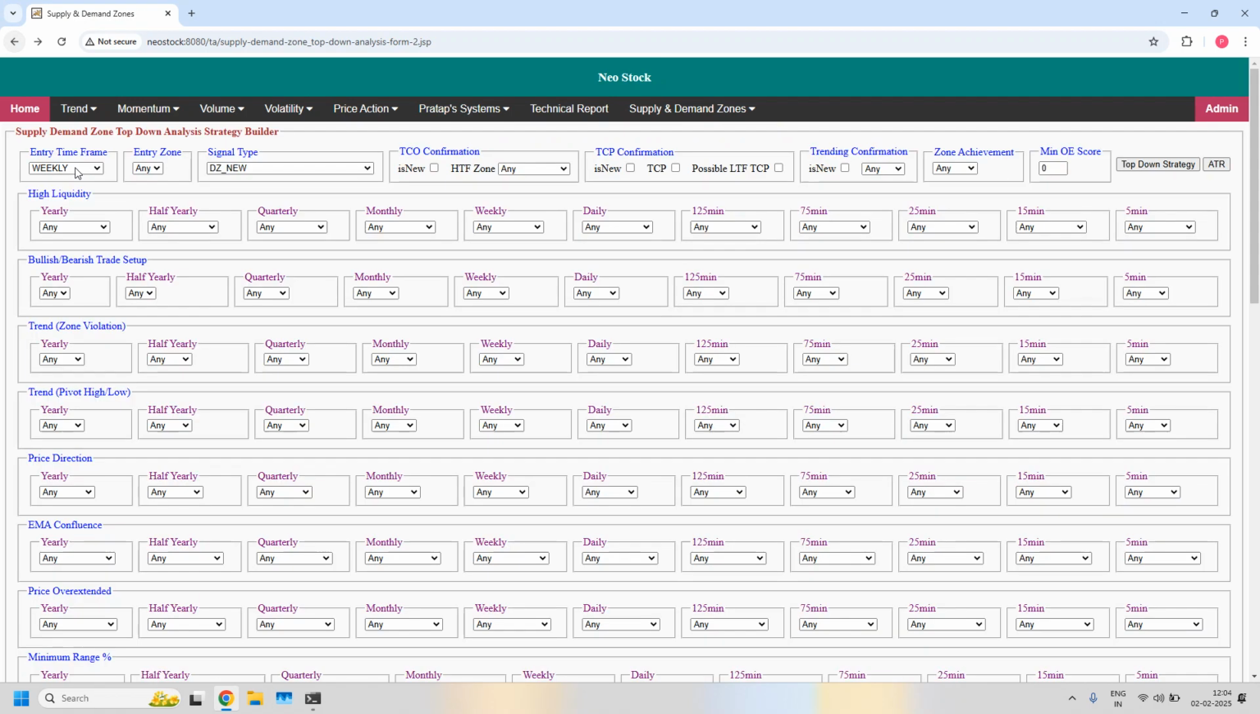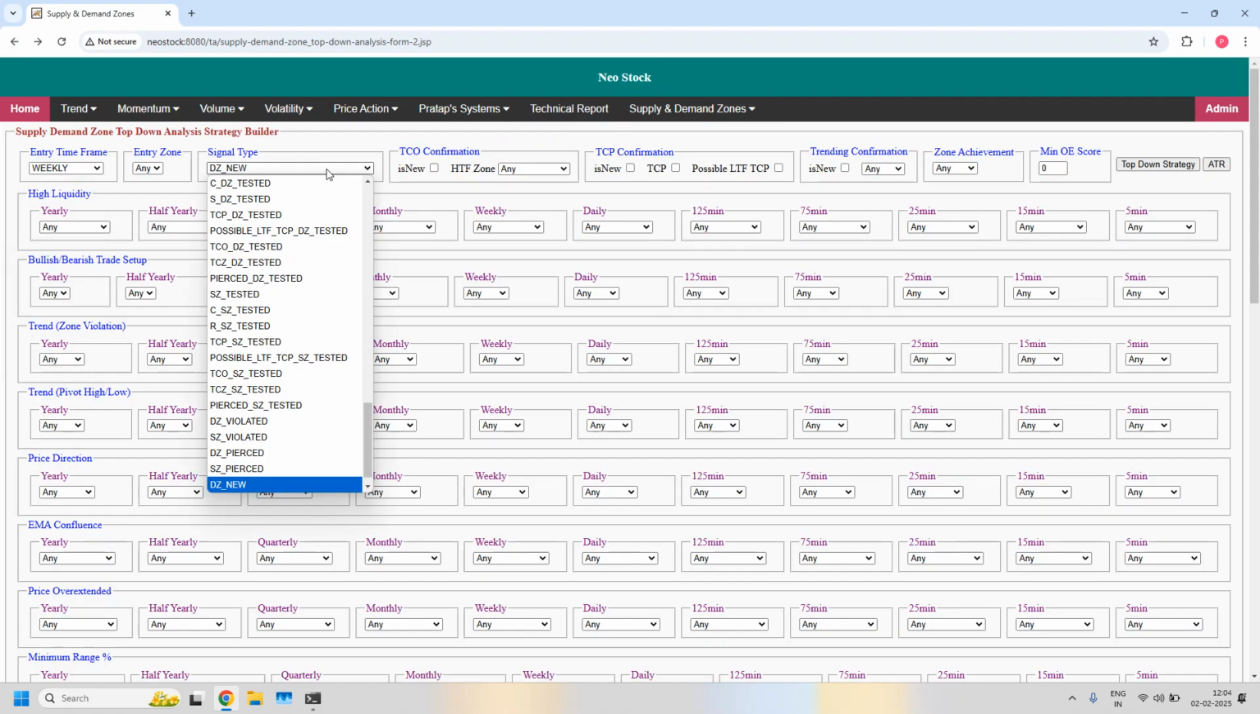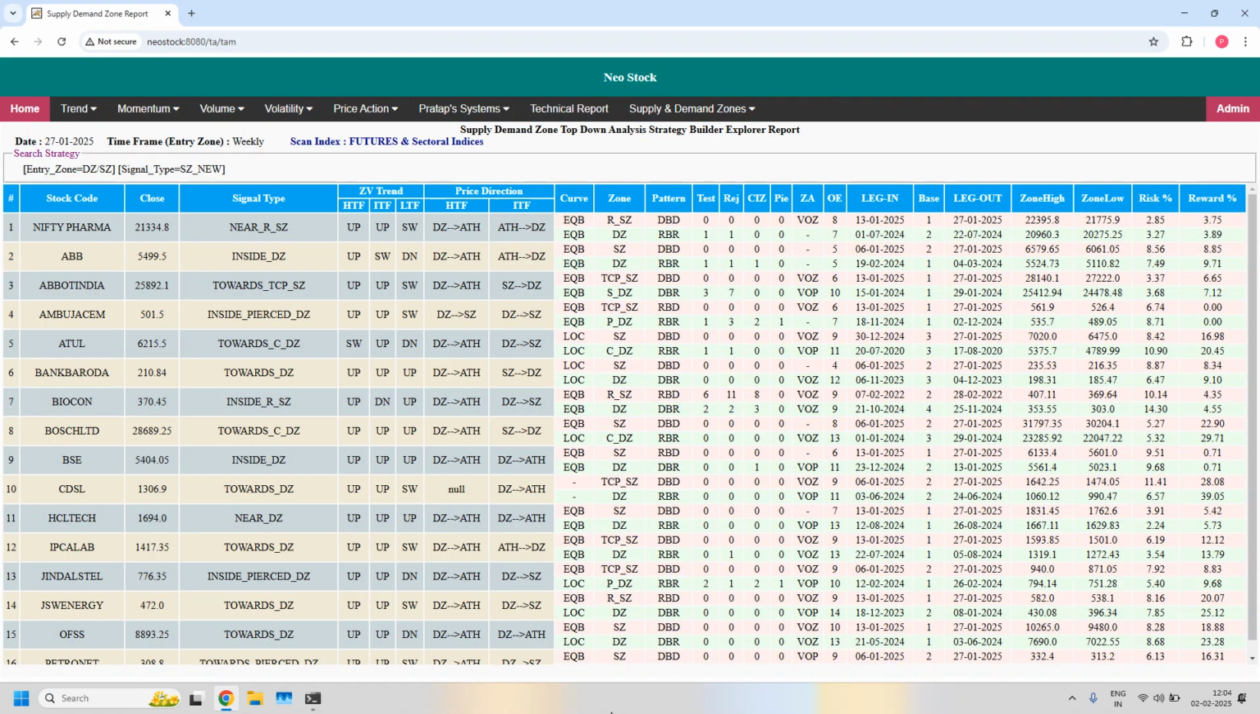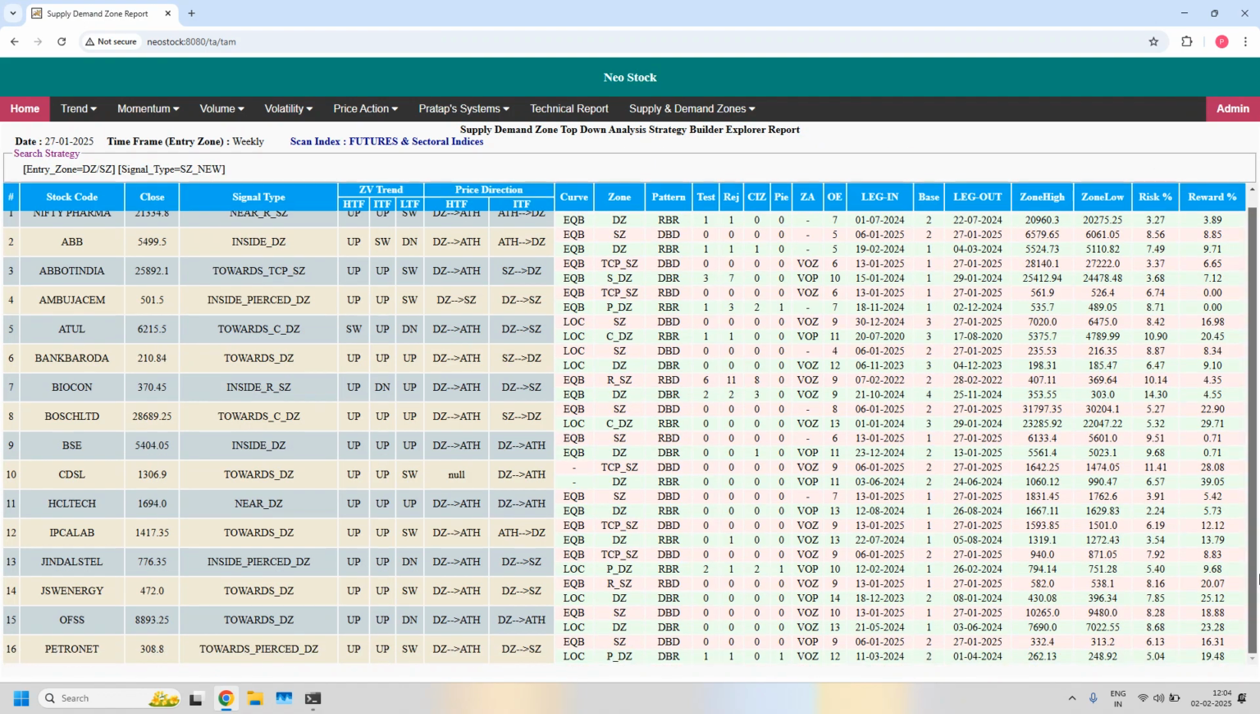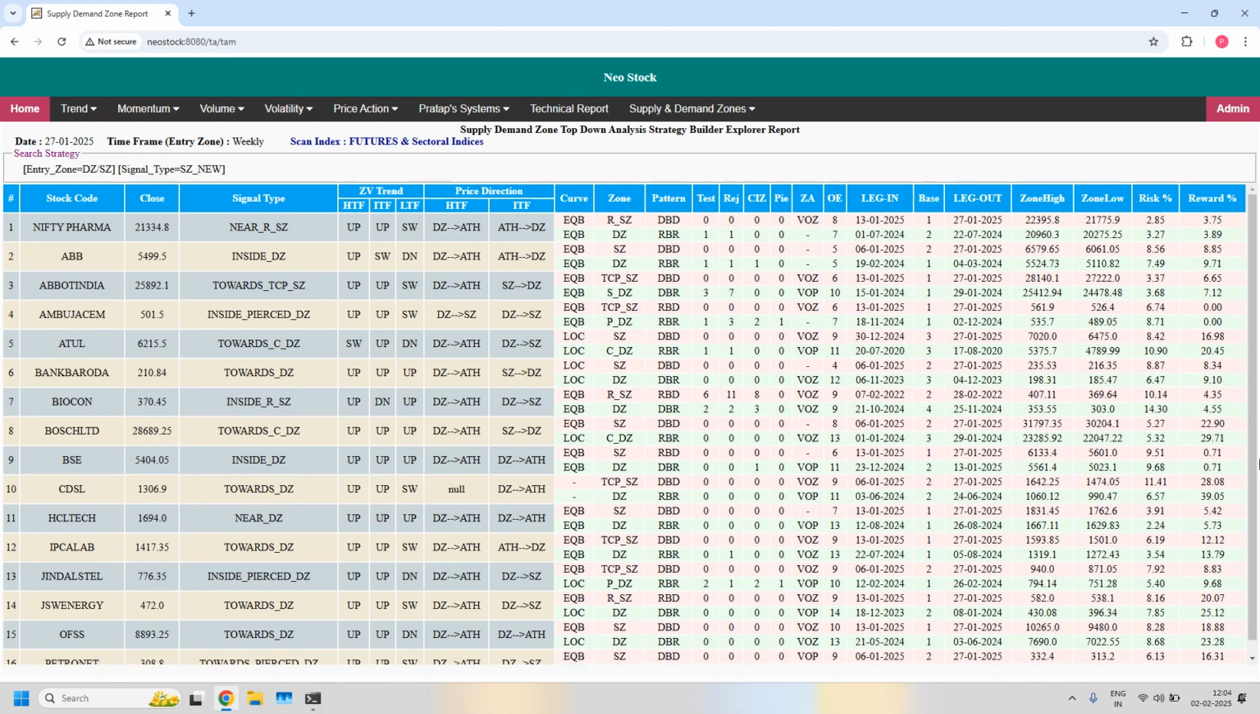Similarly, for weekly time frame, let us find the stocks having newly created weekly supply zones. So total 16 stocks. These 16 stocks are having newly created weekly supply zones. The open of the week is 27 January 2025. Always remember, for any candle, the open price will be displayed. Okay, I am scrolling the list down.